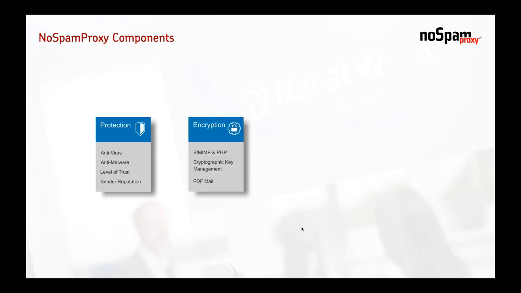The second one is NoSpamProxy Encryption. Guess what it is? It's a fully fledged encryption gateway. We support S/MIME as well as PGP. And we have one more technique on board to also support cryptography that can be used by really everyone who does not have an S/MIME certificate or a PGP key. It's a symmetric PDF encryption, and it's a fully fledged gateway, which runs in the cloud or on premises.